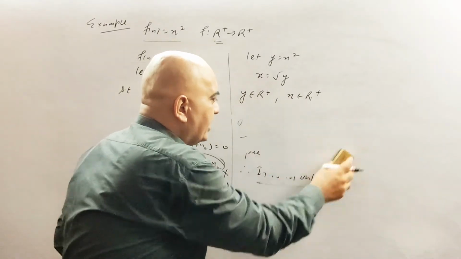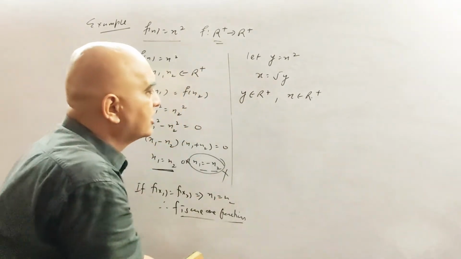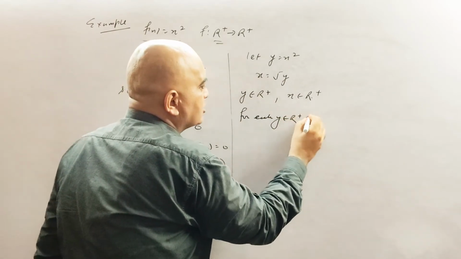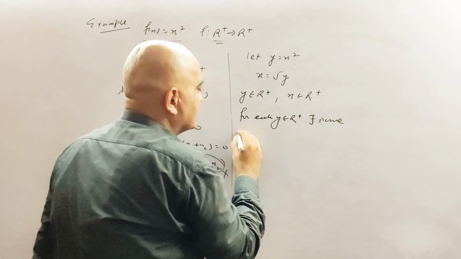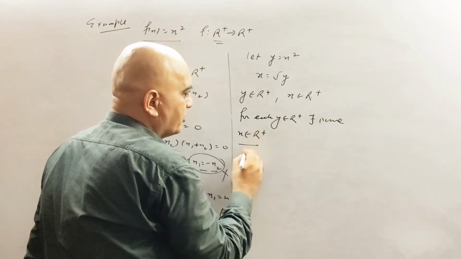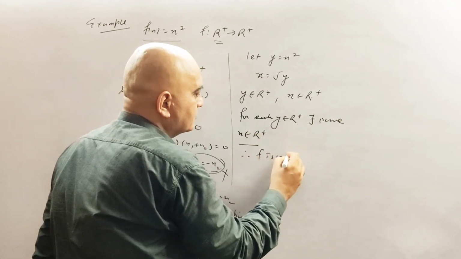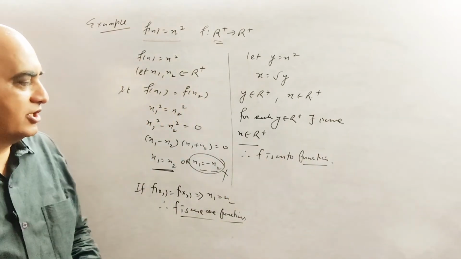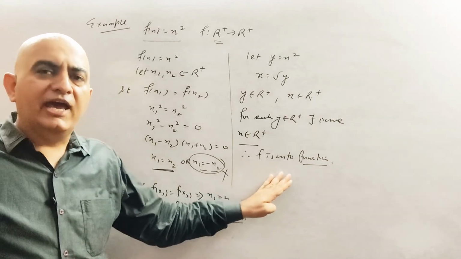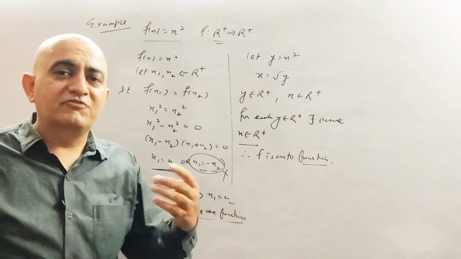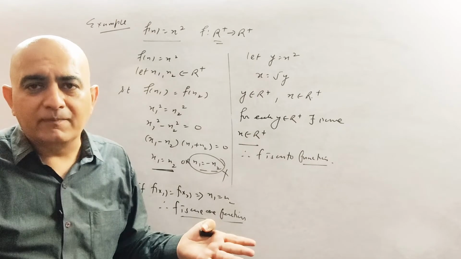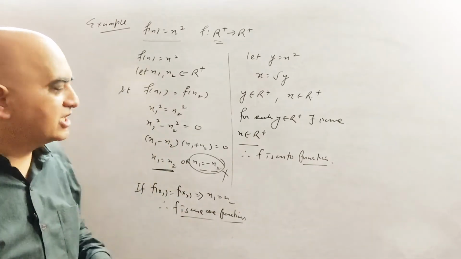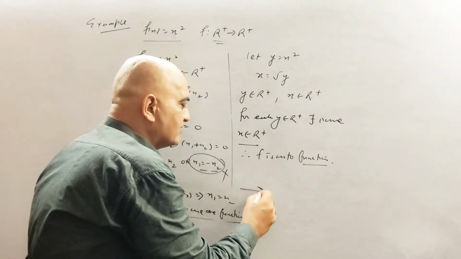तो इसका मतलब मैं यहां पे क्लियरली ये बात कह सकता हूं कि फॉर ईच y belonging to r positive, there exists some x which belonging to r positive. Therefore, f is onto function. Now, this function is 1-1 as well as onto. और अगर कोई फंक्शन 1-1 भी है और onto भी है तो उसको क्या बोलते हैं? बाइजेक्टिव फंक्शन, है ना. बाइजेक्टिव फंक्शन का मतलब क्या होता है? इंजेक्टिव एज वेल एज सरजेक्टिव.